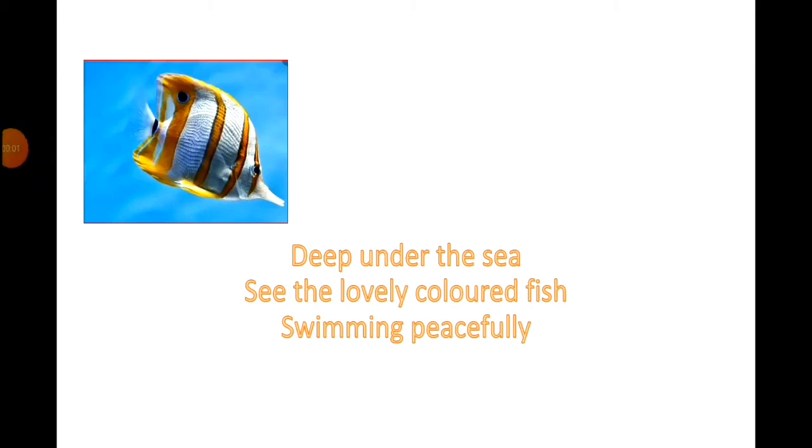Deep under the sea, see the lovely colored fish swimming peacefully. This is a very short poem known as haiku. A haiku is traditionally a Japanese poem consisting of three short lines that do not rhyme. Haiku is the opening and closing of a door, leaving those who look through to guess about what is seen during a moment.